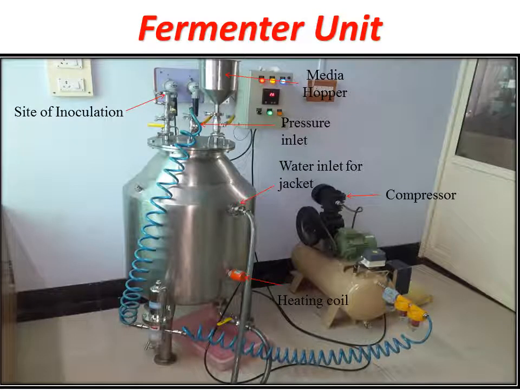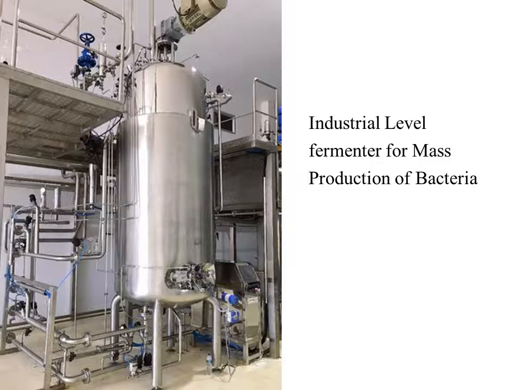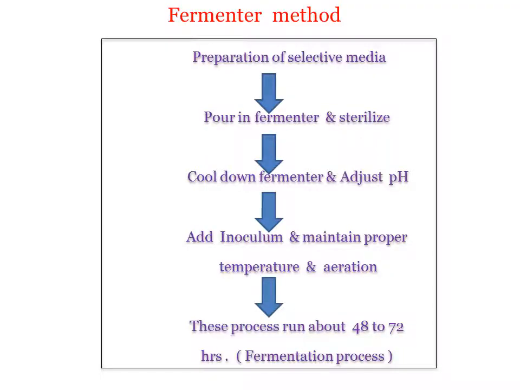These are the fermenter vessels, which facilitate scale-up production of about 100 liters. This capacity is 120 liters, and we can go to 130 as well. This is the industrial fermentation setup for large-scale or mass production of bacterial species. Even one fermenter or vessel can be utilized for different organisms with proper sterilization methodology. This is the fermenter method.